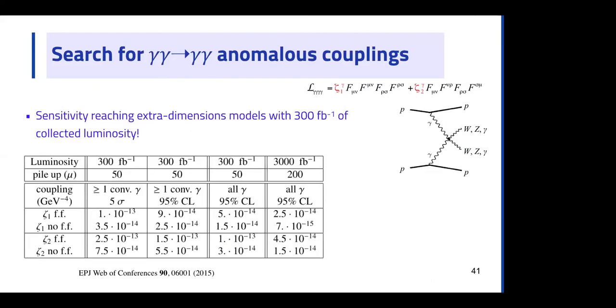So with this we can clean up the events, and the expectations depend on how we do the analysis, but let's focus, for instance, on this column. This is 300 inverse femtobarn, and it shows the exclusion limit at 95% confidence level. We see that we can exclude couplings that go up to 10 to the minus 14, 10 to the minus 13. Therefore, we are reaching the sensitivity to the extra dimensional models. They could eventually be done at high luminosity, with higher pileup.